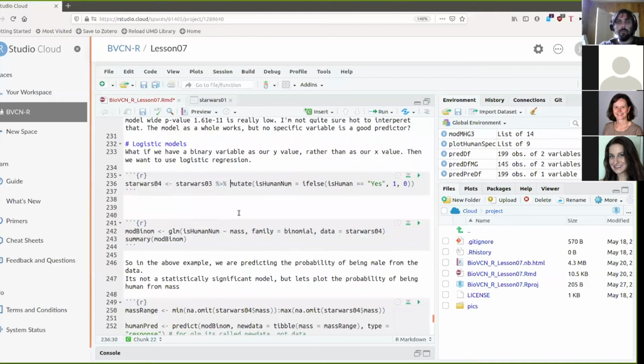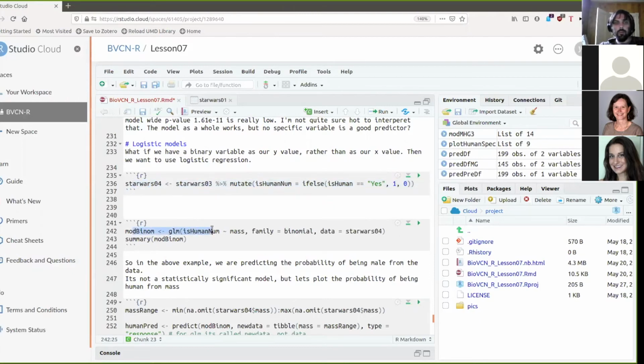So the first thing that I want to do, logistic regressions like their y variable to be coded as ones and zeros as opposed to, say, yes and no. So I just recode that here. So I say if is human is yes, it's a 1. If not, it's a no. Save that to another thing we're calling Star Wars 4.